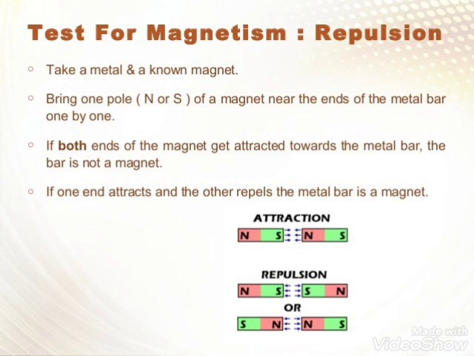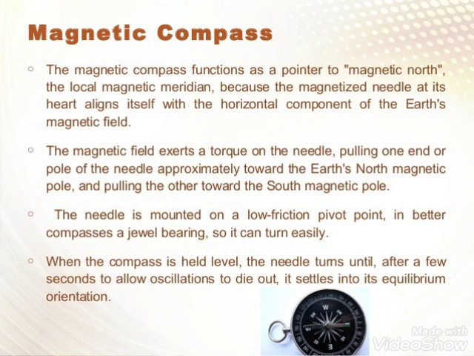If one end attracts and the other end repels, like we have studied that like poles repel and unlike poles attract each other, so if one end attracts and the other repels the metal bar, then it is a magnet. When there is attraction, south is always attracted to north and north is attracted to south, but when the same poles are there, they will repel each other. So if repulsion is occurring, then surely it is a magnet.